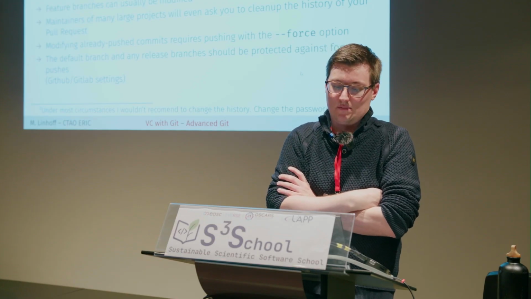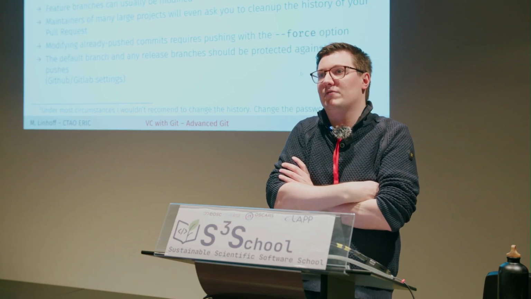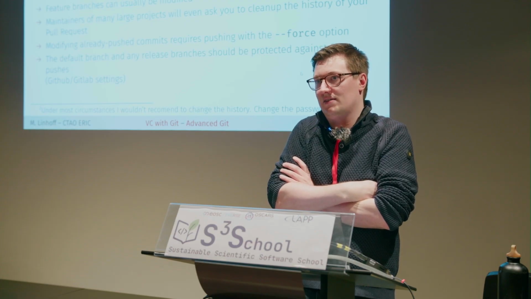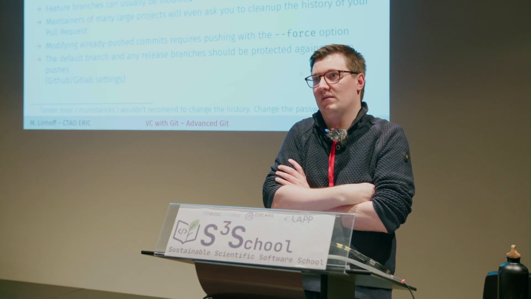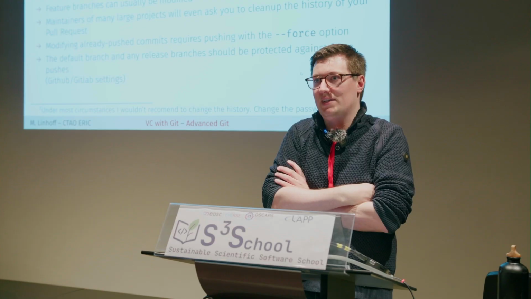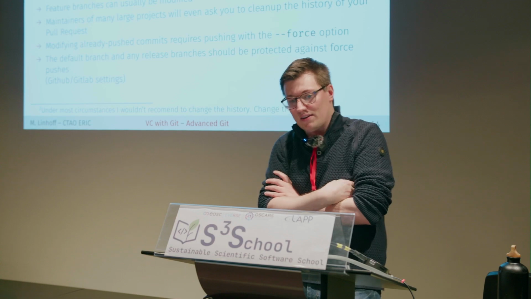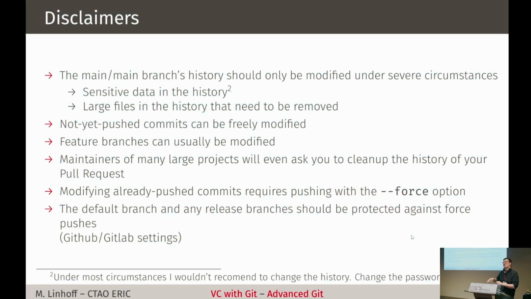But the most common case for this is you have a configuration file with a password to access some service. You committed this by accident because the file was not ignored by the gitignore. And then please just change the password, revoke the token, and don't try to rewrite your Git history. So having this out of the way, for things that you haven't yet pushed or that are in your feature branch, I would say it's completely fine to change the history.